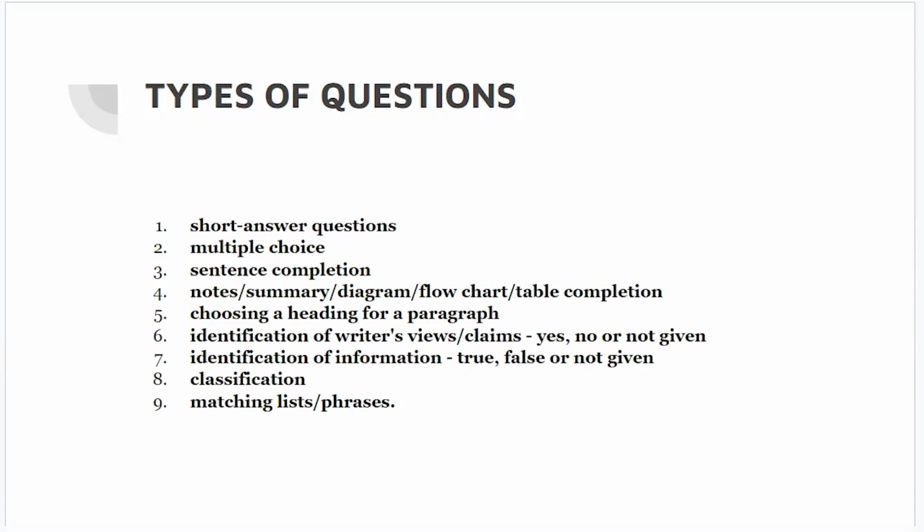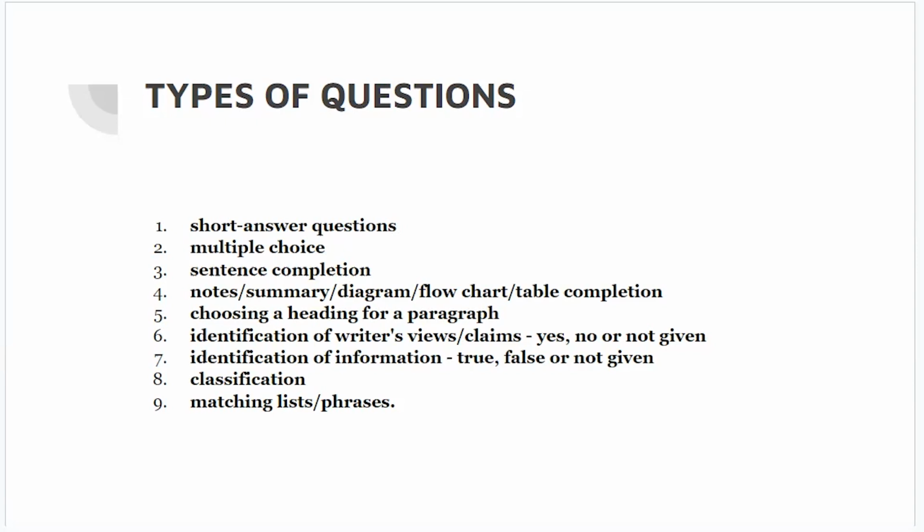So a number of paragraphs will be given like A, B, C, D, E, F, G, H, or maybe up to H. What we have to do is give an appropriate title to the paragraph, which means we are not able to give it out of our own interest, but we have to choose the appropriate heading for the paragraph. A number of options will be given, and we have to match the heading with that particular paragraph.